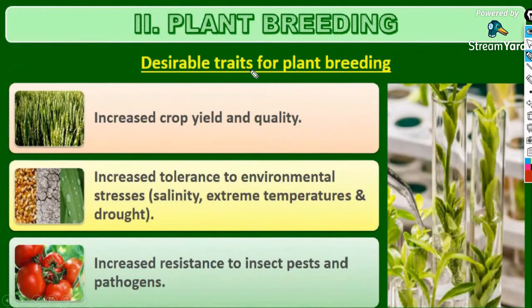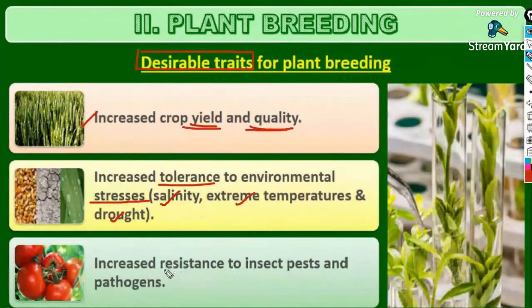Next is, what are some of the desirable traits for plant breeding? First one is increased crop yield. You can increase the yield and quality of the food that you get. Second one, you can increase the tolerance to certain environmental stresses, for example, salinity, extreme temperature, drought, all these things. You can increase their tolerance to all these different kinds of stresses.